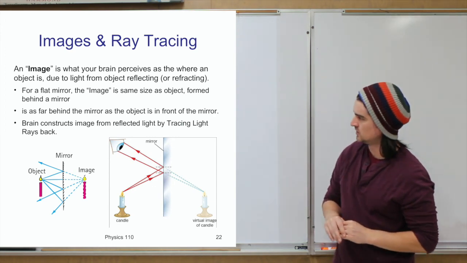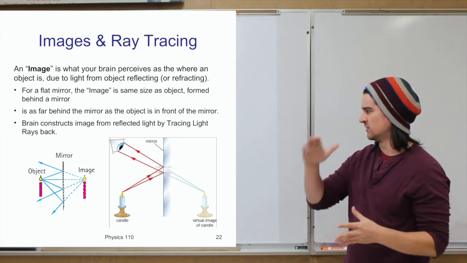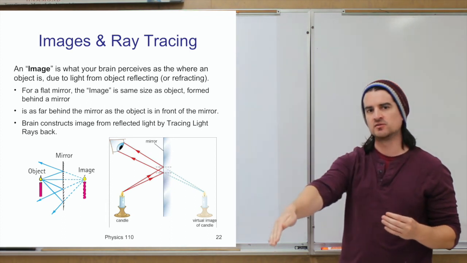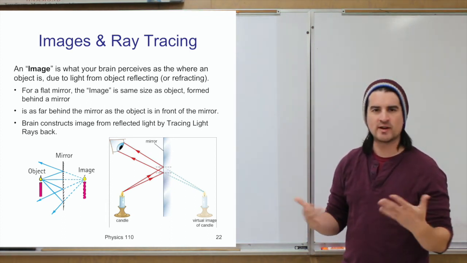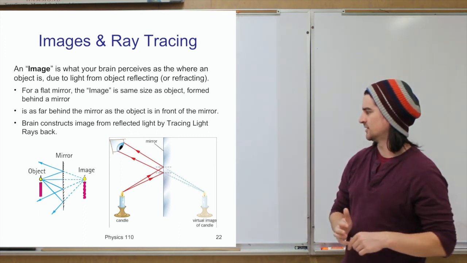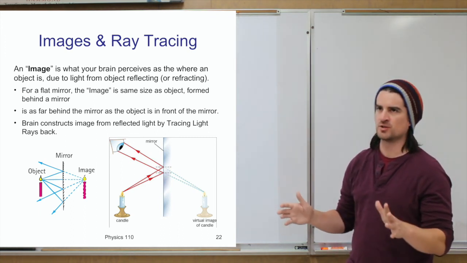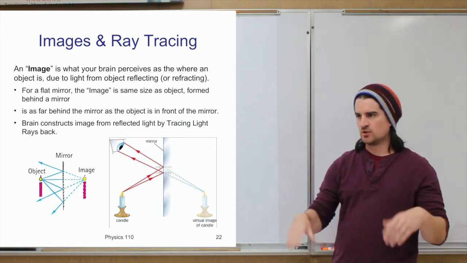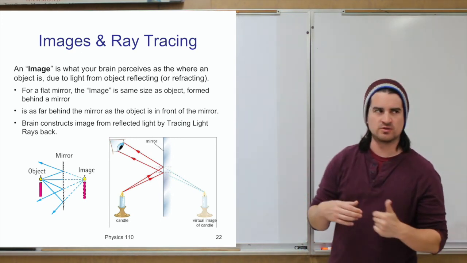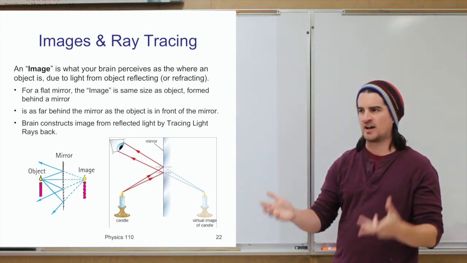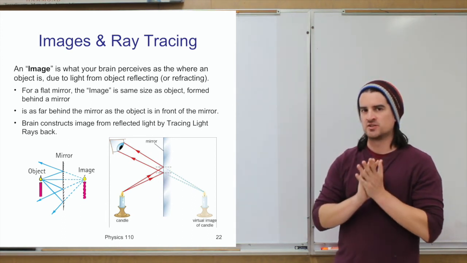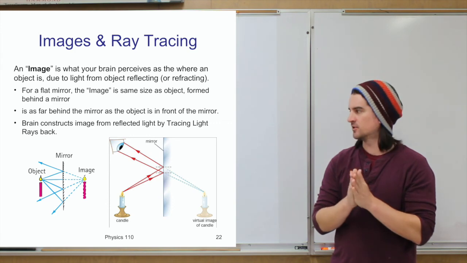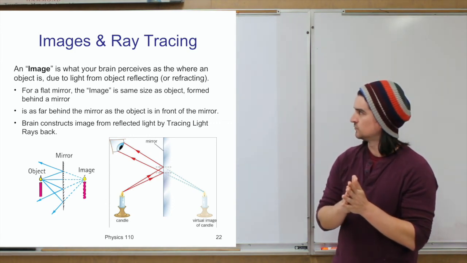Right. So this idea of tracing light rays back, you can call it ray tracing. There's maybe a couple more terms for it, but essentially your brain does this, and then we also start using this technique to understand how refracting or reflecting lenses, mirrors, and things like that work, which I'll talk about more in a second.